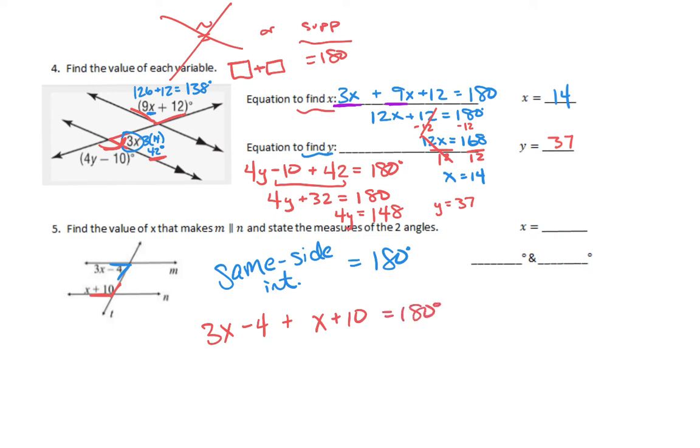We got 3x, we got 1x. That makes 4x's. Minus 4 and plus 10. All right, so we combine like terms. Now we have a nice two-step equation. Subtract 6. 4x equals 174. Divide. x equals 43.5, I think.